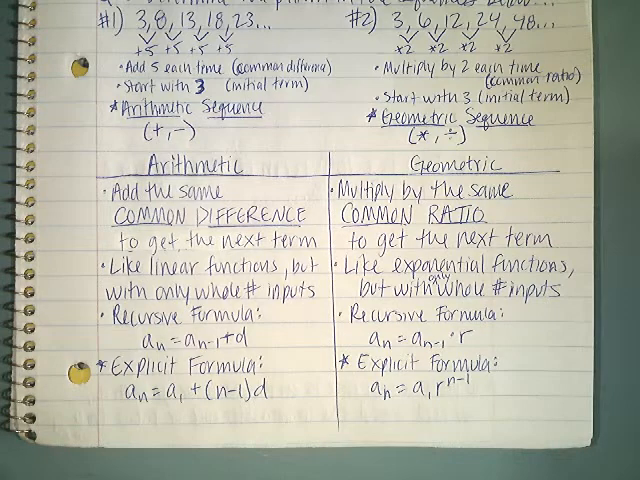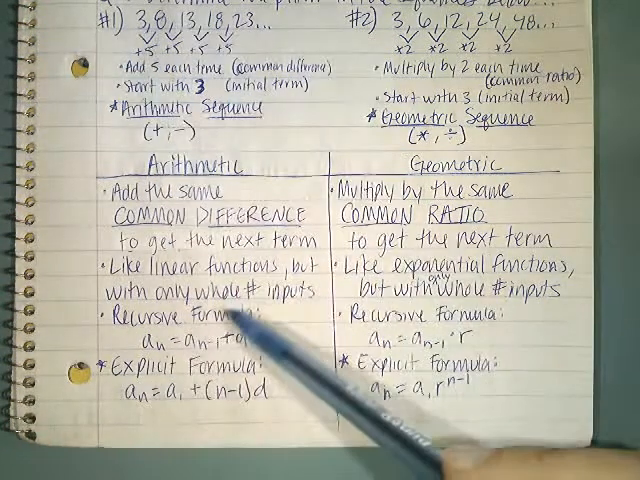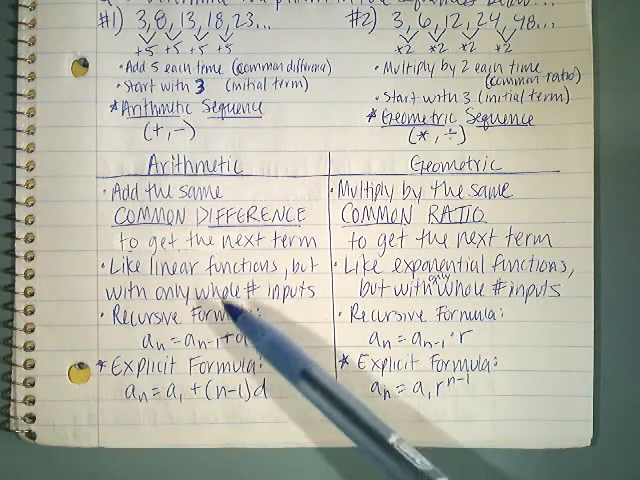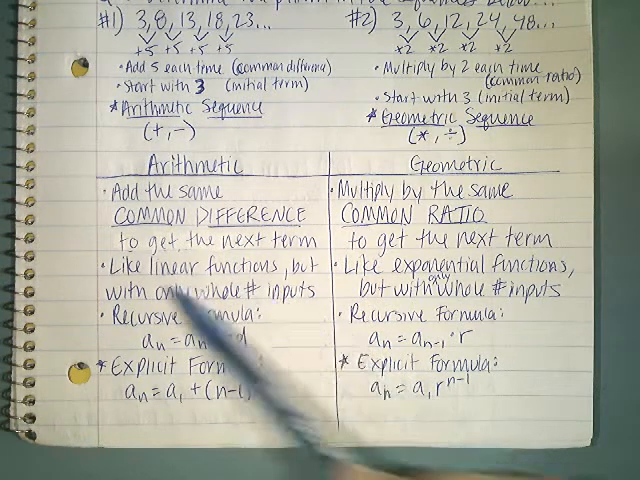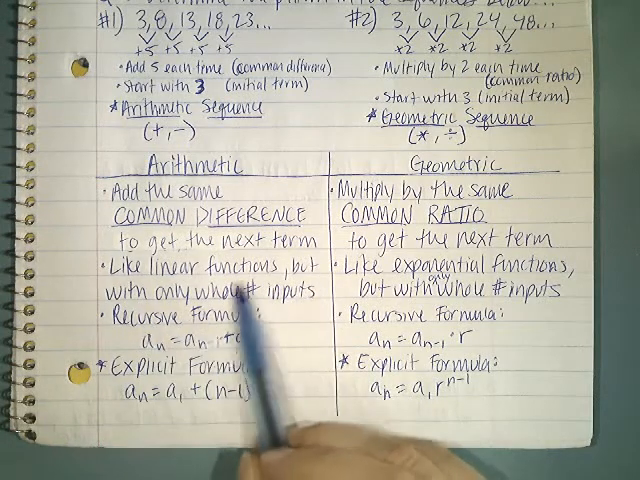But they have only whole number inputs, because we'll get to the details of how we come up with these formulas, but our inputs are going to be where it falls in the list. Because our input is where it falls in the list, we can't have a 1.5th term or a 7.8th term. So our inputs can only be whole numbers, since they represent spots in the list.